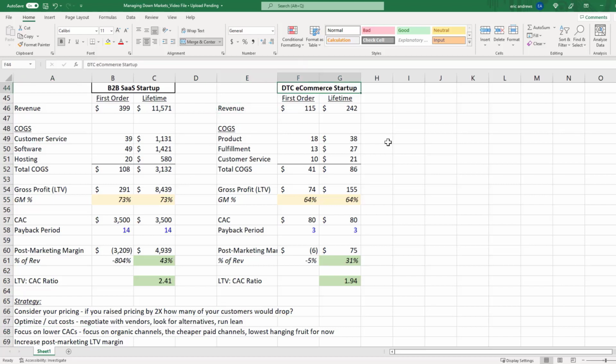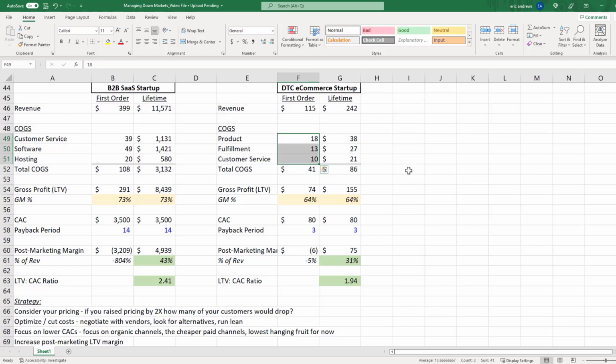If you're a D2C e-commerce startup, you're going to have a very different customer. We're saying that our customer lifetime in this situation is basically 2.1 lifetime purchases, whereas a SaaS company could be 29 purchases. So these businesses have very different payback dynamics. Let's say your first order is $115. You have your product, fulfillment, and customer service. Of course, you're going to want to go through every single one of these categories and figure out what you can do on the product side, the fulfillment side.